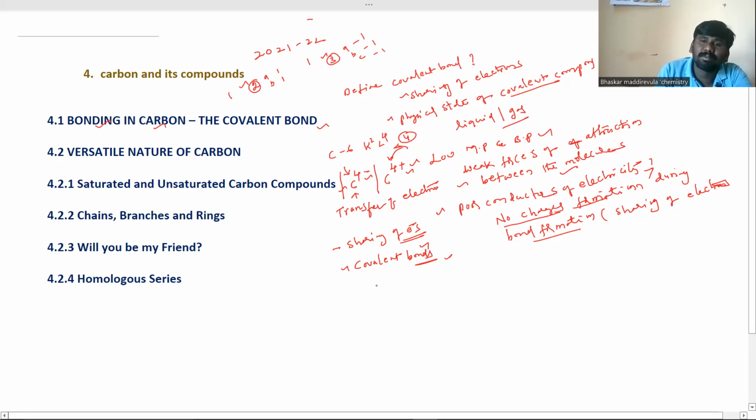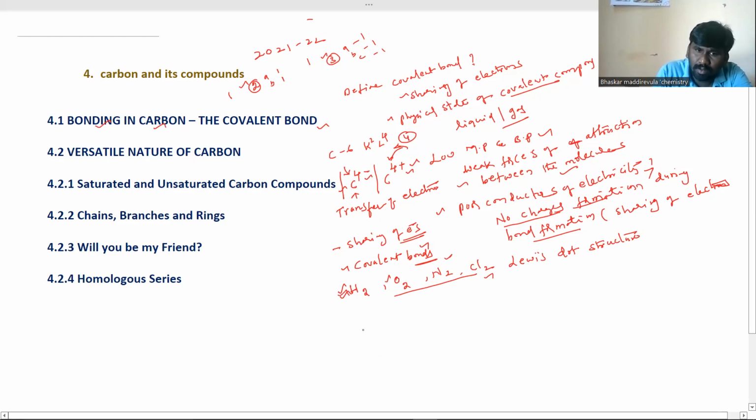From here, they may ask questions: draw the Lewis dot structures of the different compounds. For example, along with carbon there are other elements that also form bonds by the sharing of electrons. That is hydrogen, oxygen, nitrogen, and chlorine molecules. Sometimes there is a possibility of asking the Lewis dot structures of these molecules. You should be thorough with the Lewis dot structures of these molecules.